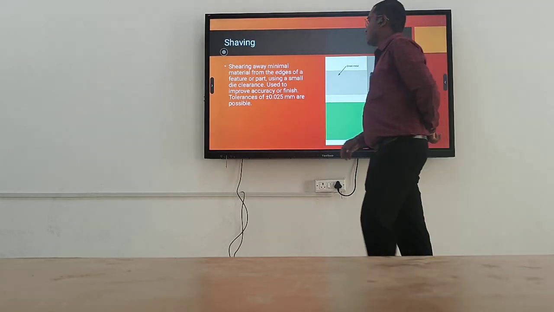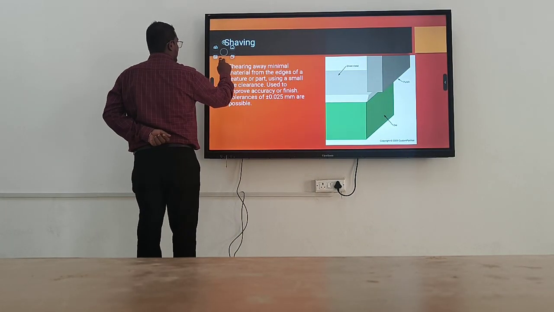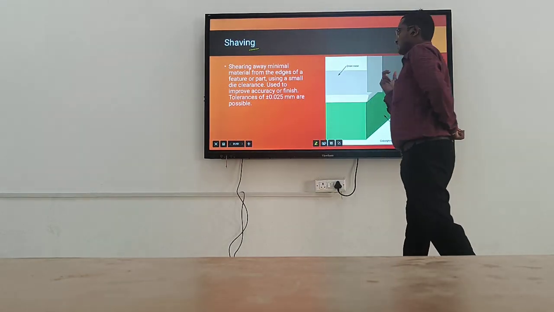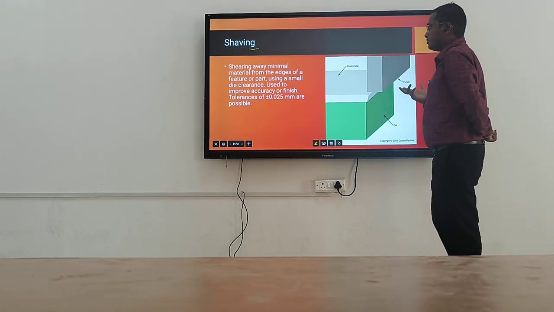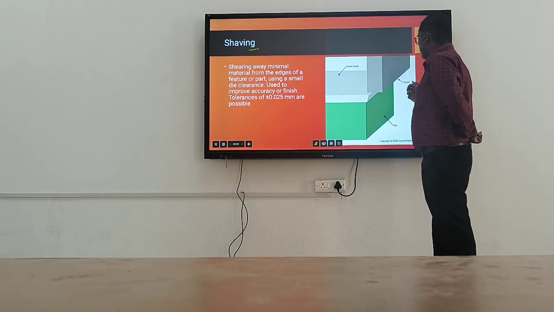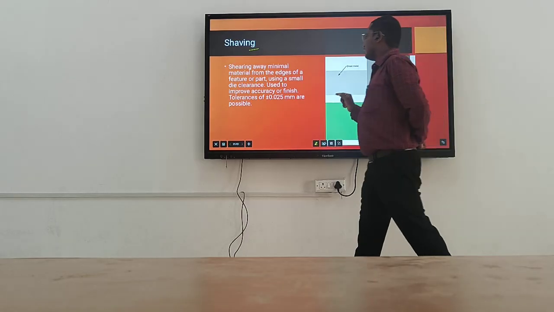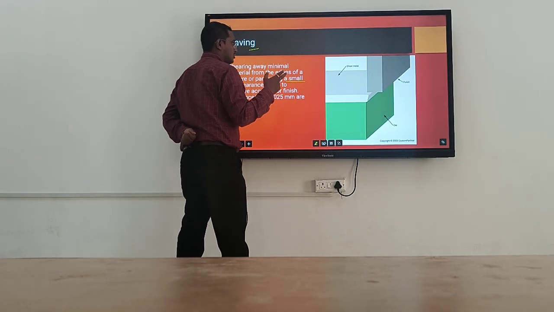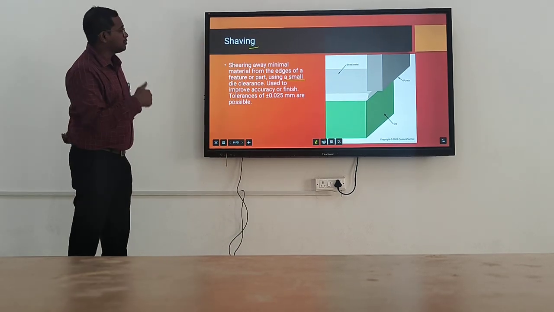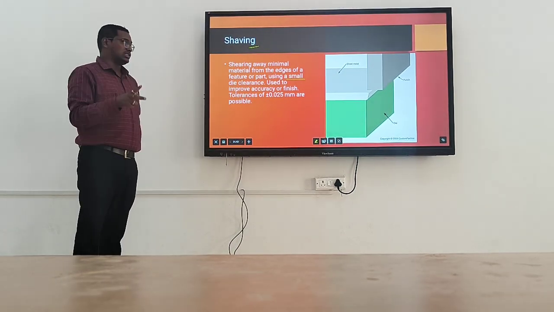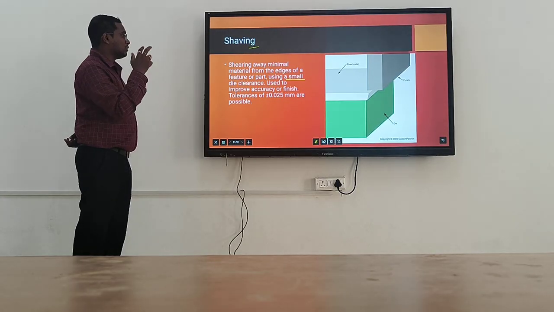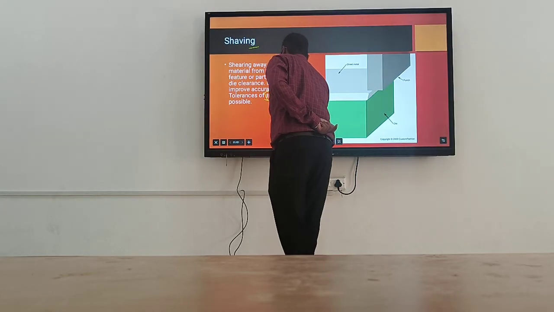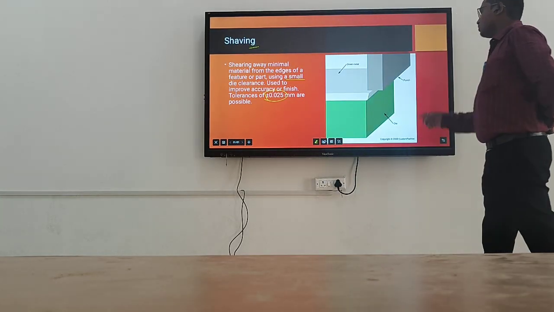Next one is shaving. Shaving means small cutting. We save the material, using only a small part. In the shearing process, we convert it into two sheets, but here shaving means we cut a small part. The tolerance is plus or minus 0.02 mm.